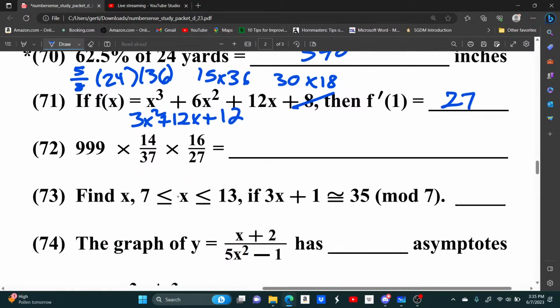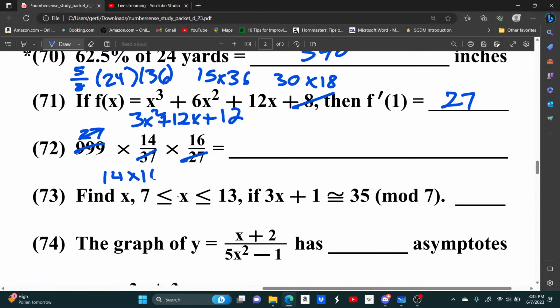All right, 999 times 14 over 37 times 16 over 27. Well, I know that 111 divided by 37 is 3. And so 999 divided by 37 is 27. And then I can cancel this. 27 divided by 27 is 1.